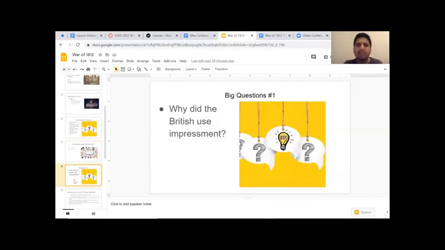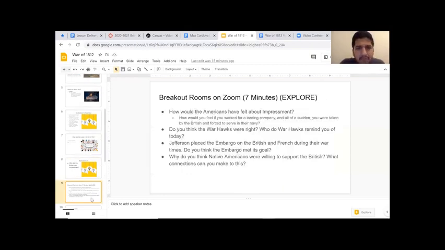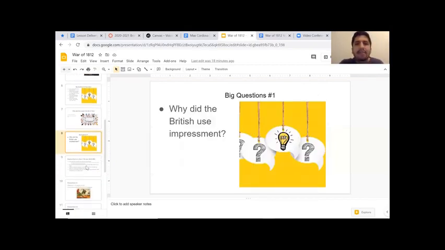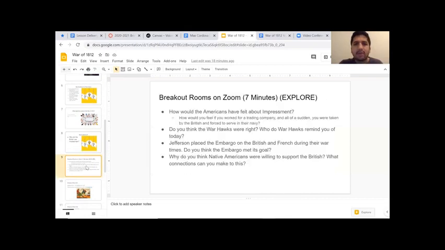But big question number one, we're going to look into: why did the British use imprisonment? Here, I will model this. I would say, okay, let's do a little more investigative research, whether they have their textbook on hand, or they use all different resources such as links, YouTube videos, etc. Ultimately, we'll answer that question. After we answer this question here, we're going to start going into breakout rooms.